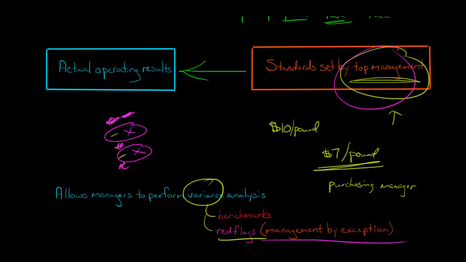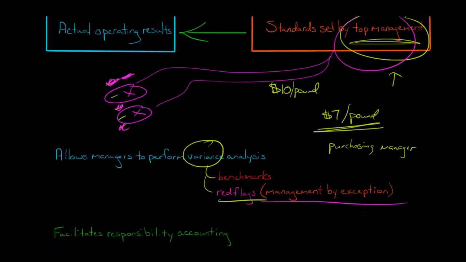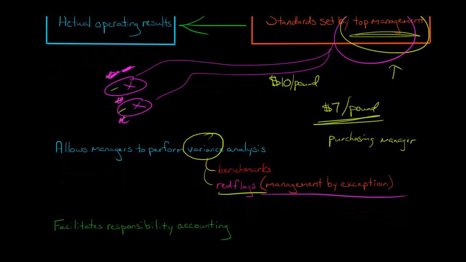We don't look into it. We just want to go and look where there's a big problem. Okay, so that's management by exception, and you can do it because of variance analysis. It basically saves time for the top management and allows them to very quickly look through and see where there are issues. And standard cost and variance analysis also allows the company to practice responsibility accounting.